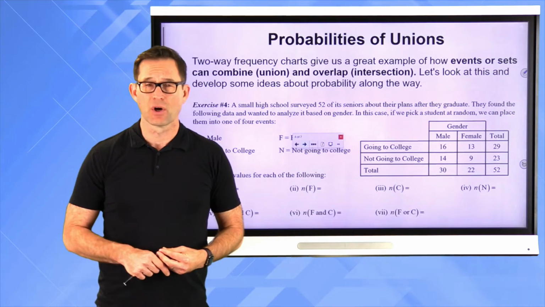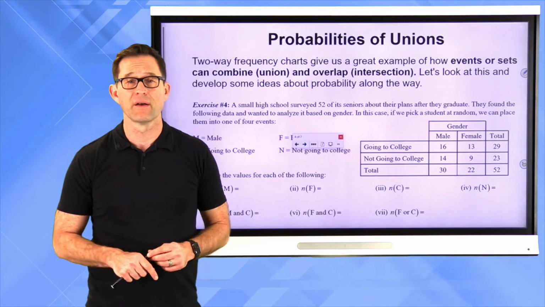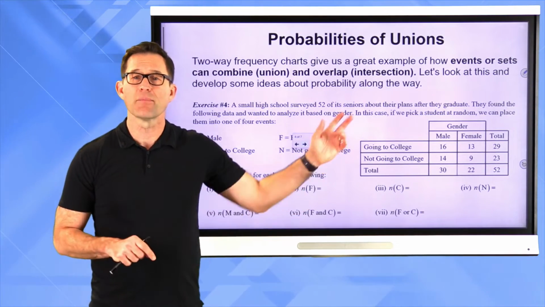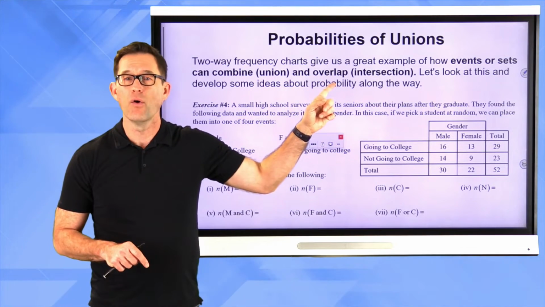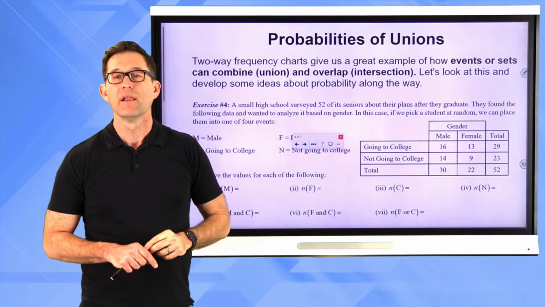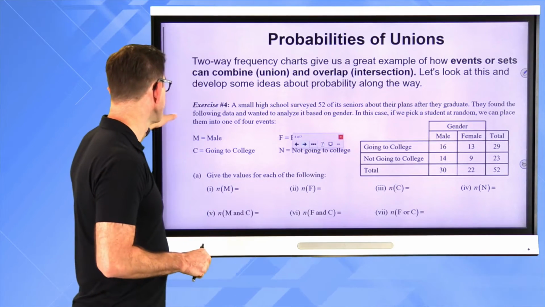Two-way frequency charts, which you worked with in Algebra 1 and you'll definitely work with a lot in Algebra 2, give us a great example of how events or sets can combine, union, and overlap, intersection. Let's look at this and develop some ideas about probability along the way.